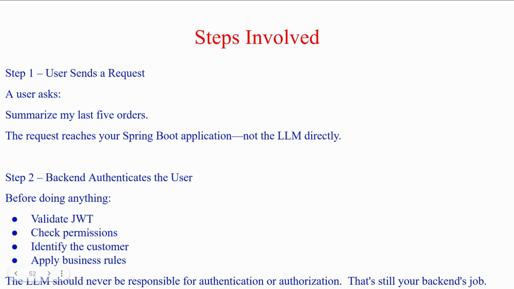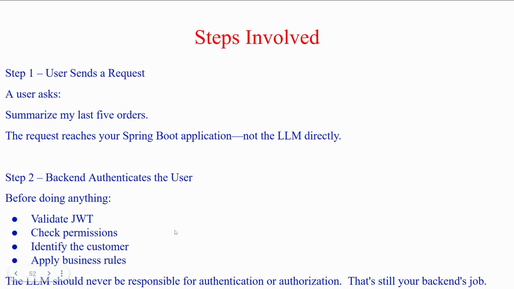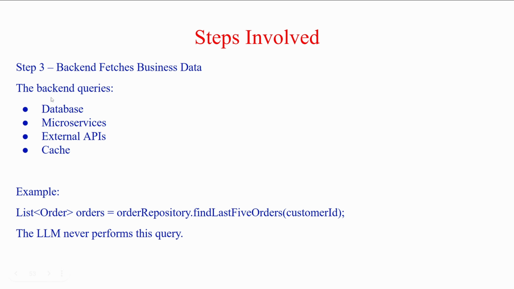It reaches the backend. Backend validates whether you have logged in or not, whether you are a valid user or not. It checks permissions, it identifies you, it applies business rules. So the LLM should not be doing authentication and authorization. It is still the task of your backend. Then at the backend, it queries the database, it queries external APIs, microservices, caches, everything. It fetches the last 5 orders like this. Now this query is not run by your LLM, it is done by your backend. So your backend still remains the main part of your application.